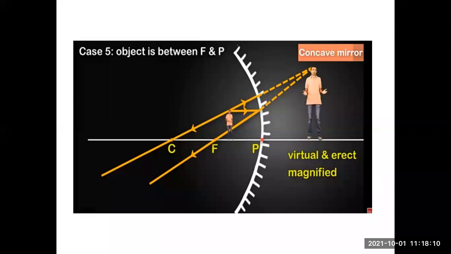Okay, so this is the virtual image. Wherever we extend the reflected rays and try to find their point of intersection, the image formed by these extended rays is the virtual image.